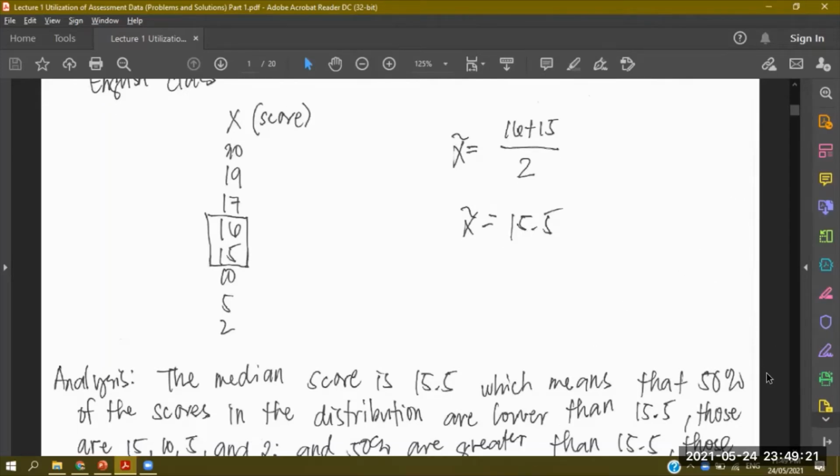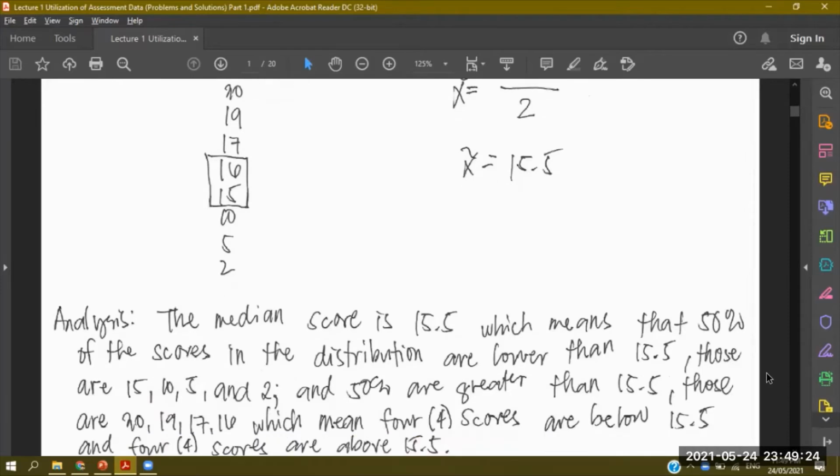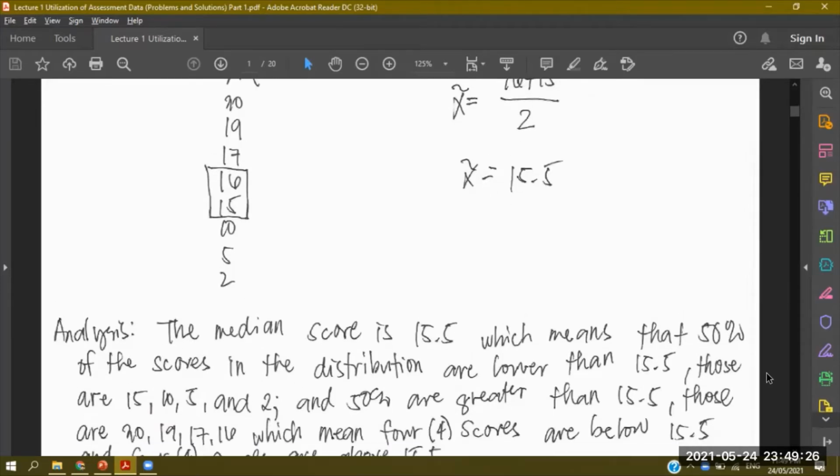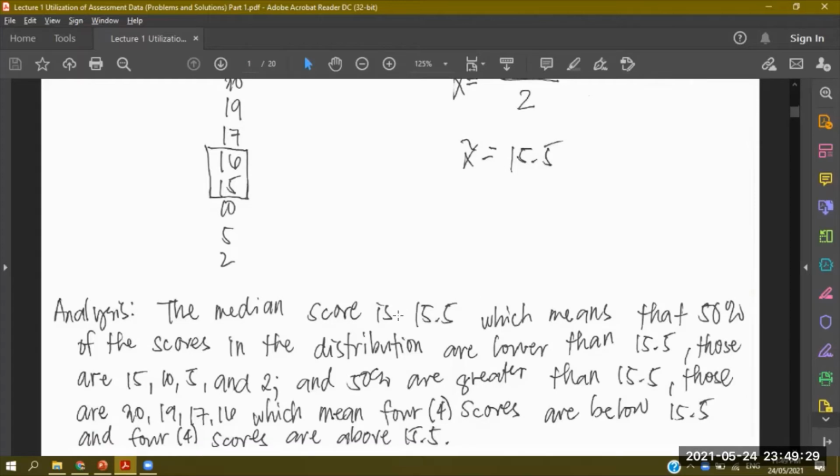Now, how to interpret it? I hope you understand. So how to interpret the median? The median score is 15.5, which means that 50% of the scores in the distribution are lower than 15.5. This is our interpretation. If we look at the interpretation of our median, we have the same pattern. We look at the values below the score and then above the score. So again, it means that 50% of the scores in the distribution are lower than 15.5.